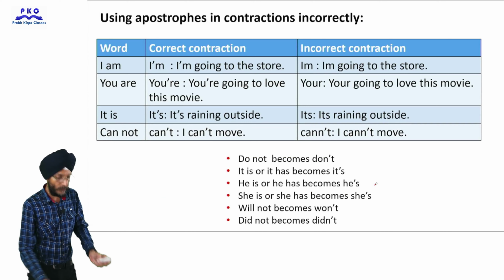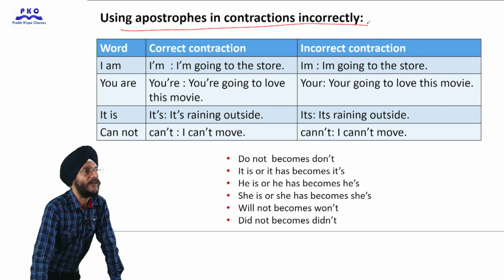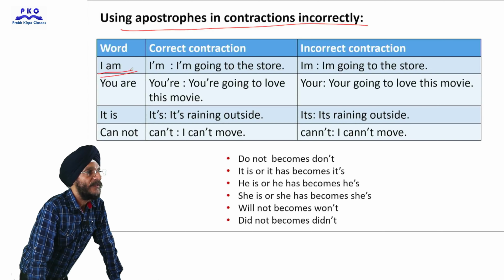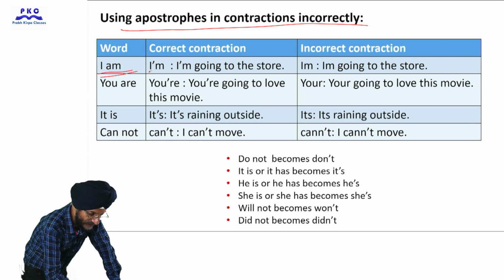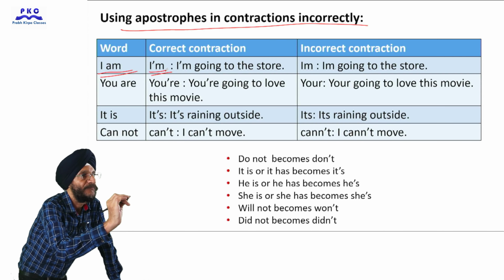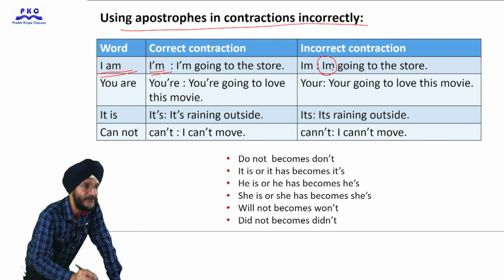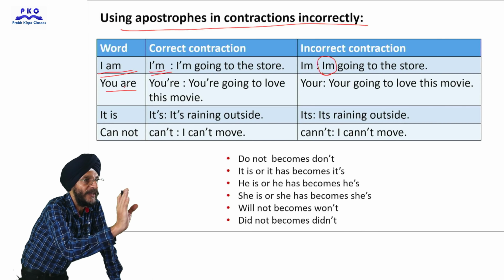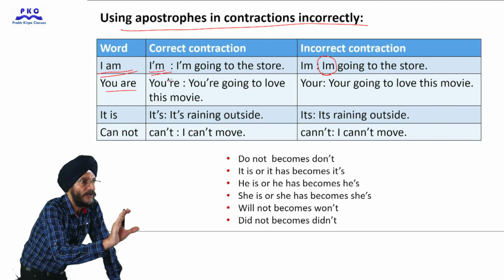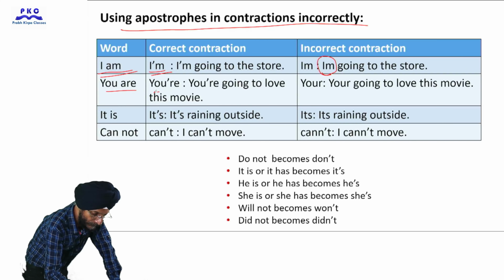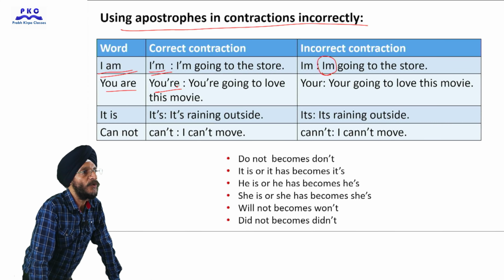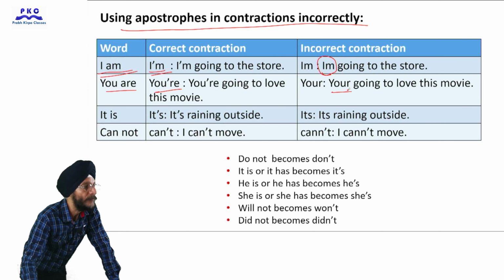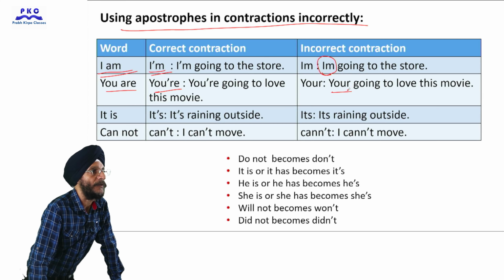Using apostrophes in contractions incorrectly. These are the 2 words I am. The correct contraction is I'm, I apostrophe m. If we write it as Im without using an apostrophe, it is wrong. You are. Here we will remove the a, no space will be left, and apostrophe re, it becomes you're, the contraction of you are, as in you're going to this movie. If we simply write your, it is the wrong contraction of you are.